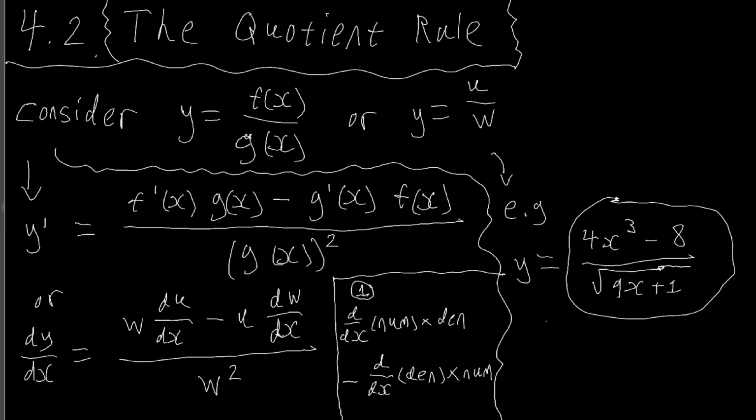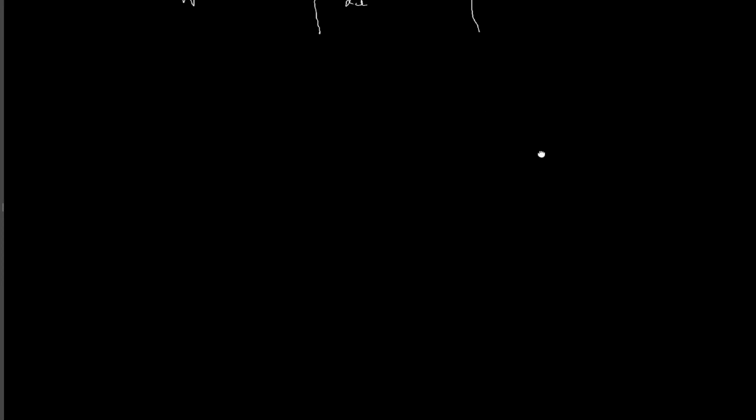Now next up, I would like to prove the quotient rule using the first principles of differentiation. And this will follow the same format, or similar format, to when we are proving the product rule. We'll consider our function y is equal to u divided by w.